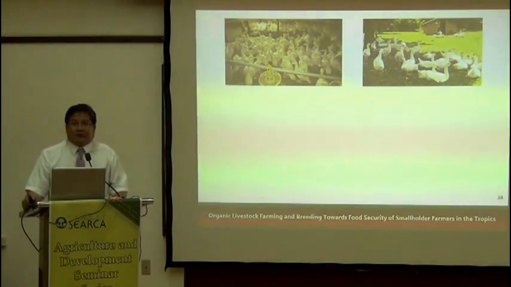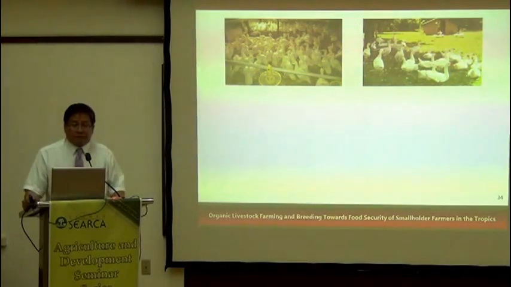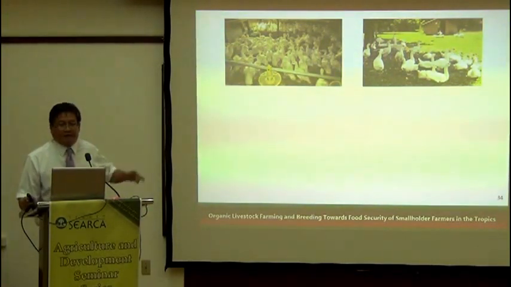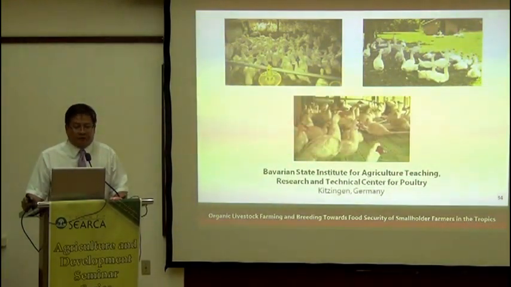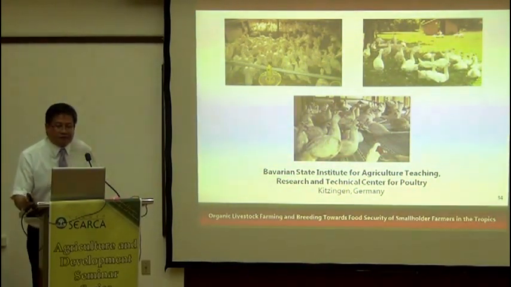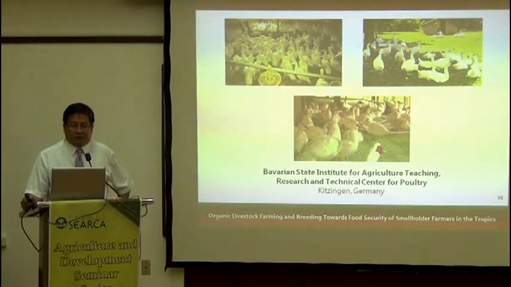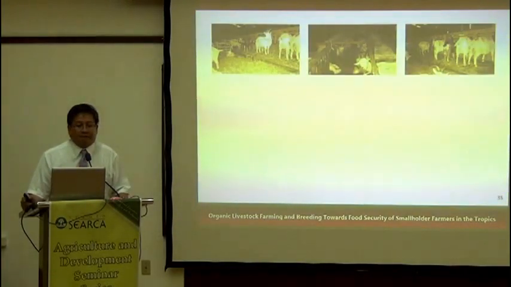And I have also visited their state farm, highlighting organic production also for, this one is an example of the white and then geese. And then they also have organic farms for Muscovy. And this I took from the Bavarian State Institute for Agriculture Teaching Research and Technical Center in Kitzingen.